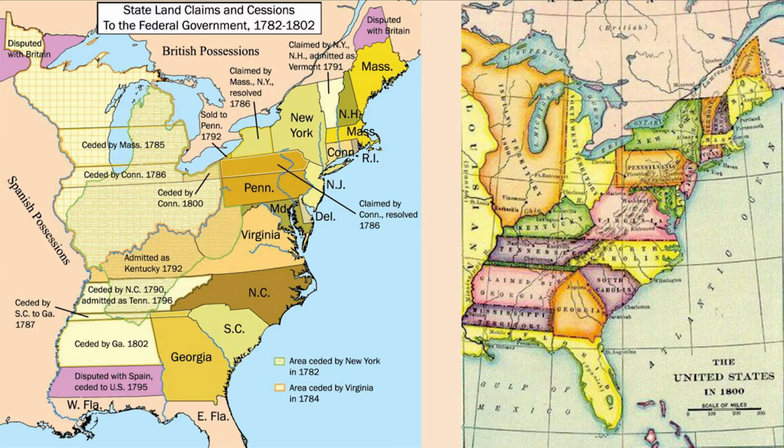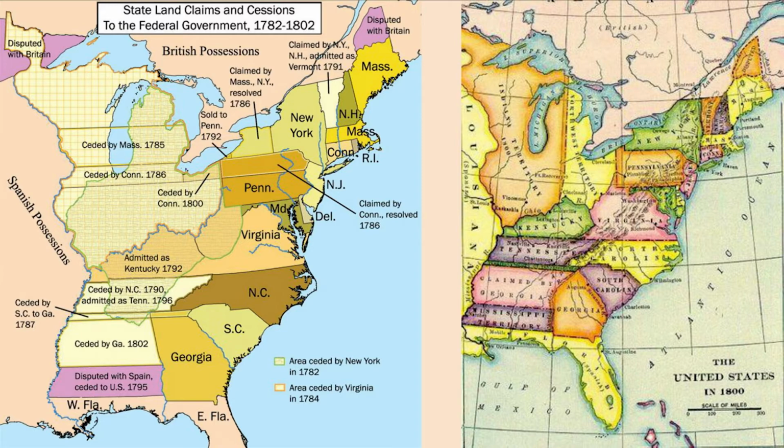For instance, you see these two lines right here. That's Connecticut claiming land on the western side of Pennsylvania. So these claims were a source of friction, but we'll see that they end up being sorted out during this period.